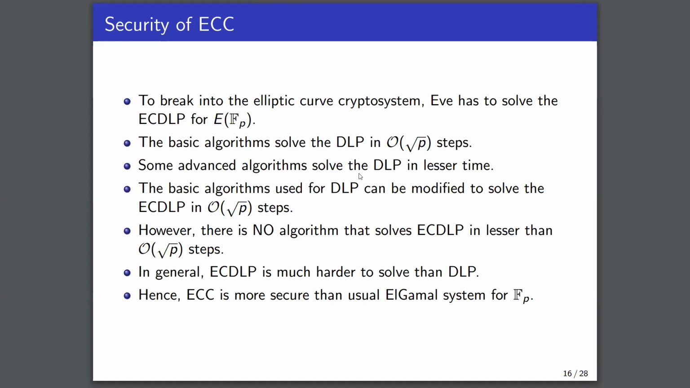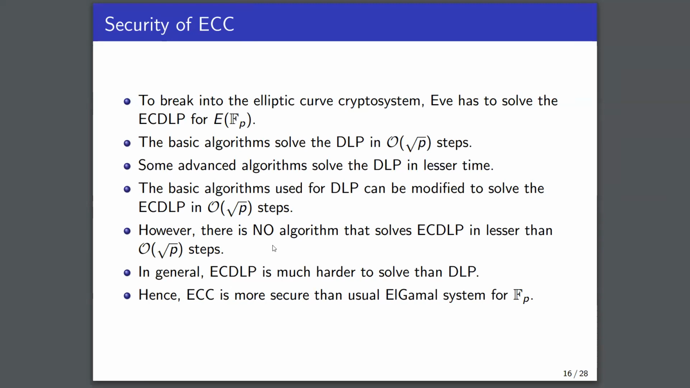Now what people did is modify the basic algorithms for DLP, and those basic algorithms can also solve ECDLP in root p steps. The point here is that ECC is stronger because those advanced algorithms cannot be used for elliptic curve cryptography. Even those advanced algorithms cannot be applied to elliptic curves, but the basic ones can. But the basic ones are kind of slow, and they also need order of root p steps. So that is why the elliptic curve discrete log problem is much harder than the DLP.